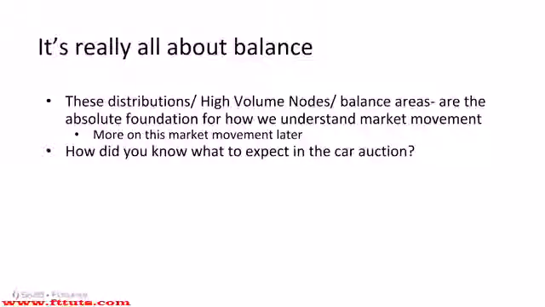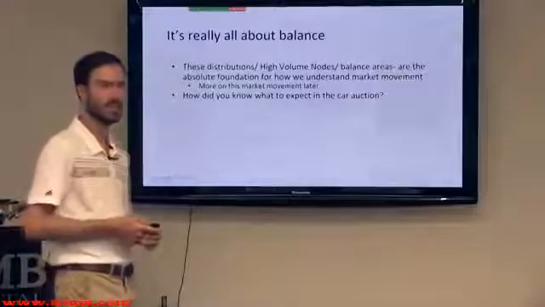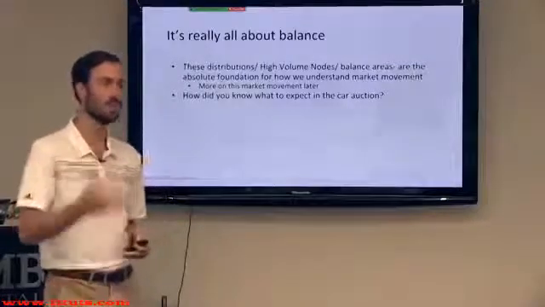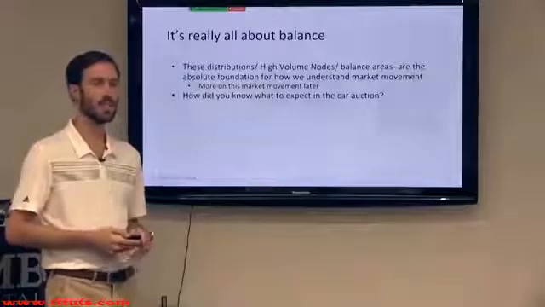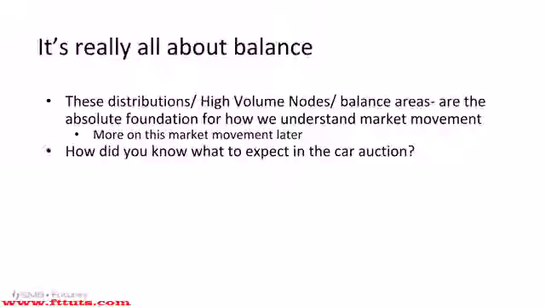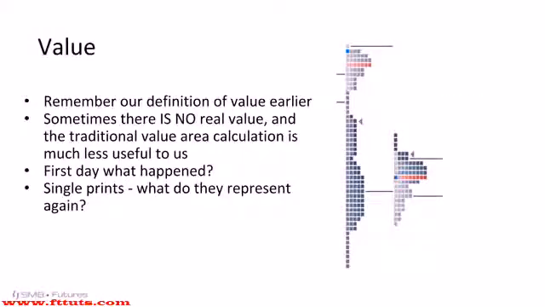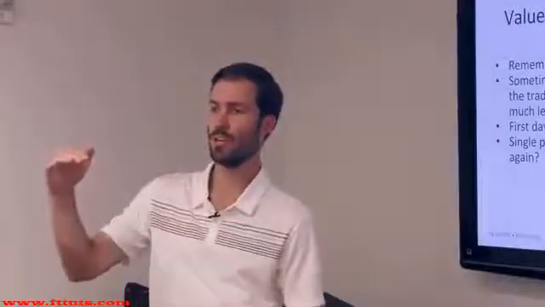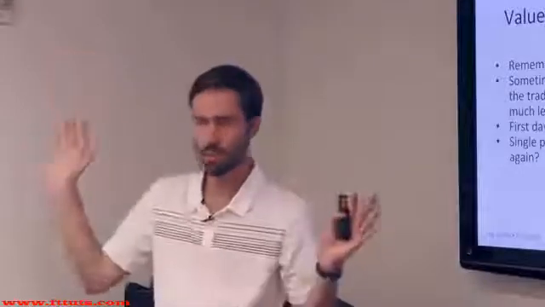How did you know what to expect in the car auction? How did we know that price would revert back to an area of established balance and whatnot? It makes sense when we think about it from an auction perspective and what the motivations of buyers and sellers would be. So we defined value, 70%, okay? That's where 70% of the most trading occurred. Typically what we'll do is it'll be from the point of control, and then you just find 70%, but the computer does all this for us.